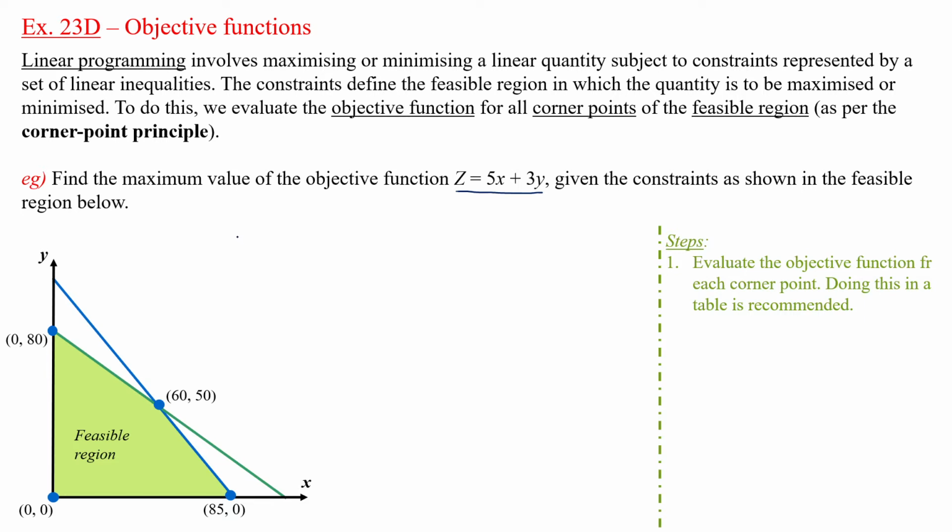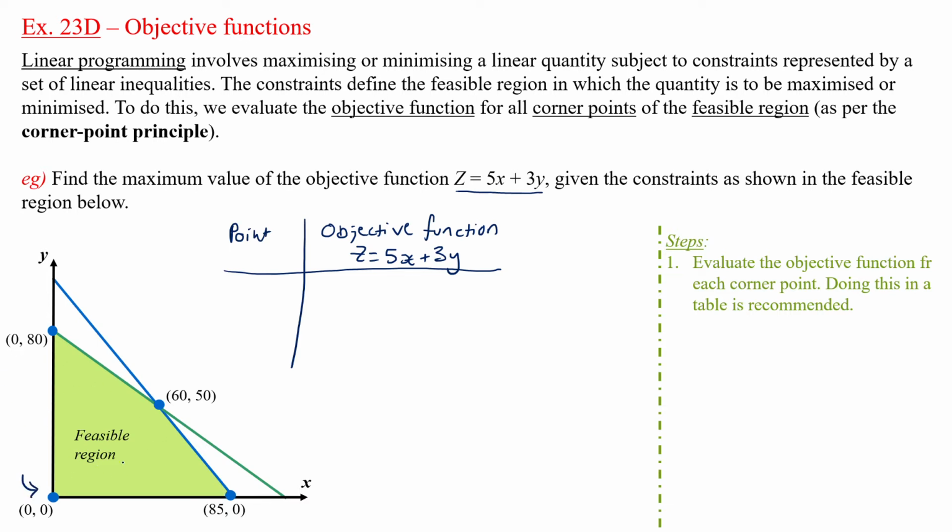The way we do that is we set up our table. We list our points, and then we evaluate the objective function at each point. In this case, our objective function is z equals 5x plus 3y. Setting it up as a table, you can draw a big box around it if you really like. We look at our corner points. It doesn't really matter what order we do them in. We can start at the origin because it's the easiest one. And here on the graph, only the corner points have been labeled.